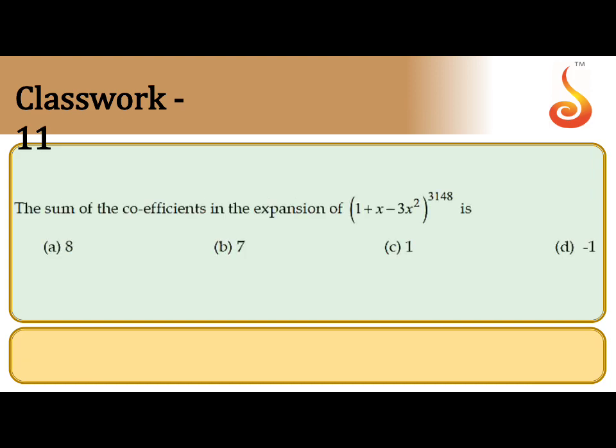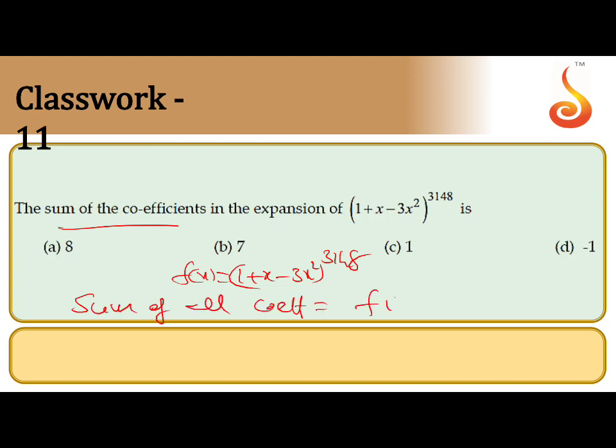Now, the sum of the coefficients in the expansion of (1 + x - 3x²) whole power 3148. Sum of all coefficients. For any expansion, how do we get the sum of all coefficients? Let us consider f(x) equal to the given expansion, (1 + x - 3x²) whole power 3148. The sum of all coefficients is obtained by the formula f(1), meaning substitute x equal to 1. If there are two variables, you can substitute x equal to y equal to 1.